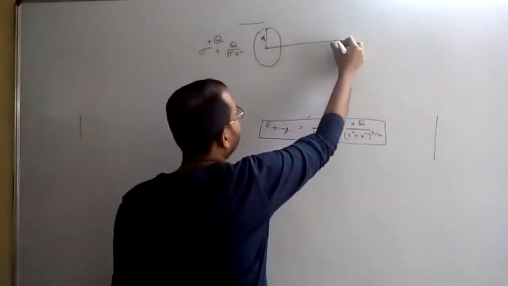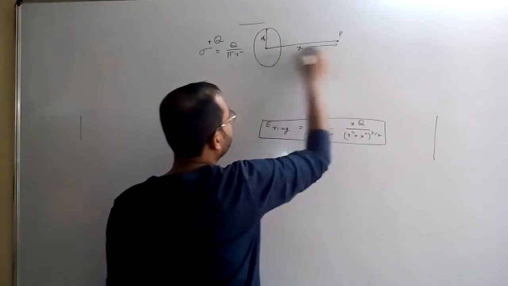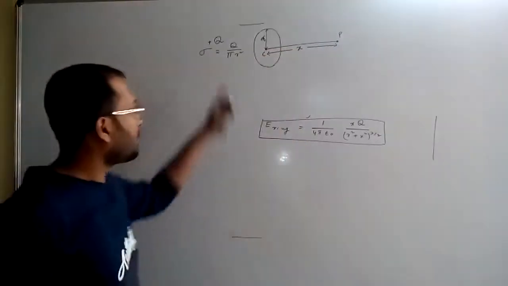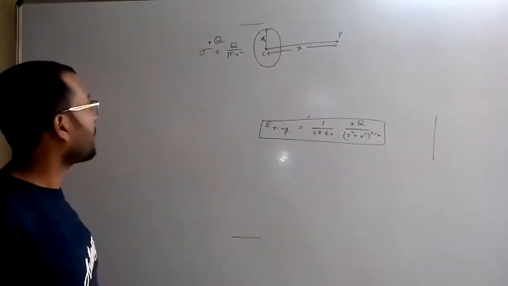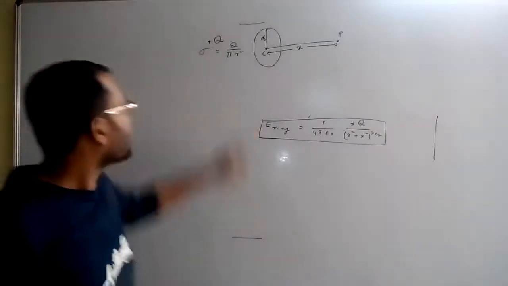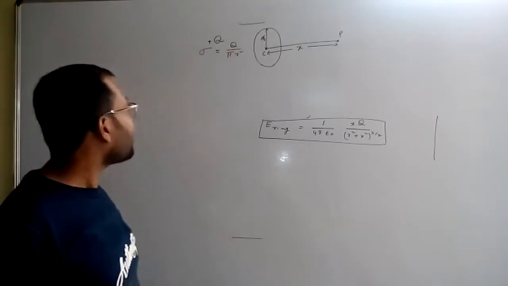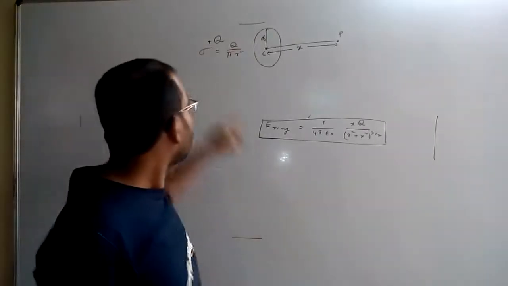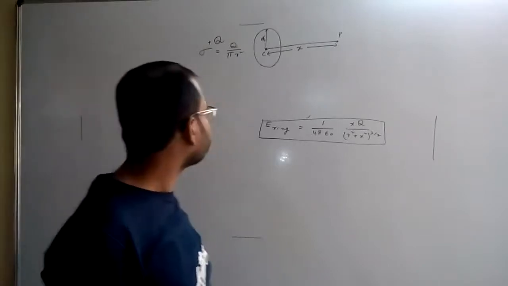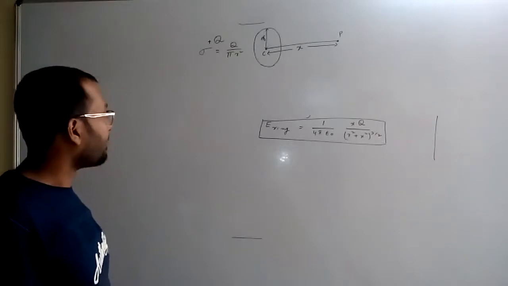and pi r squared is the area of the disk, just the area of a circle. And we have to calculate the electric field at this point P, which is again a distance x away from the center of the disk along the axis of the disk. Of course, things will get a little more complicated if the charge distribution was non-uniform. In that case, when we integrate, we won't be able to take out the charge density from the integration. It won't be a constant. But we'll deal with that some other time.